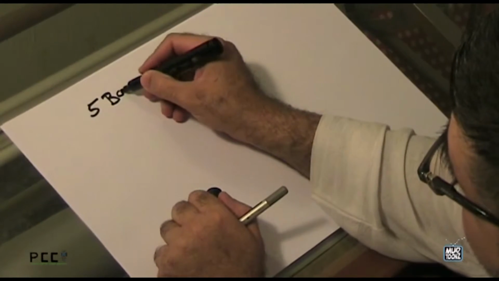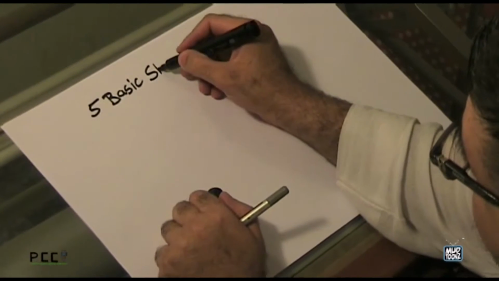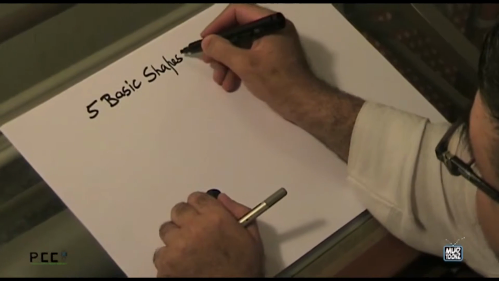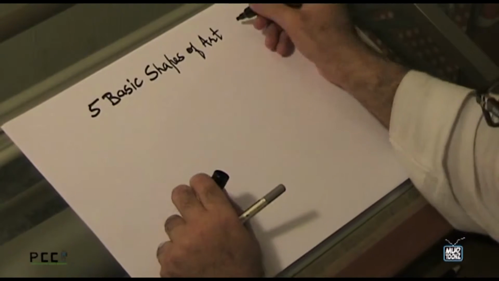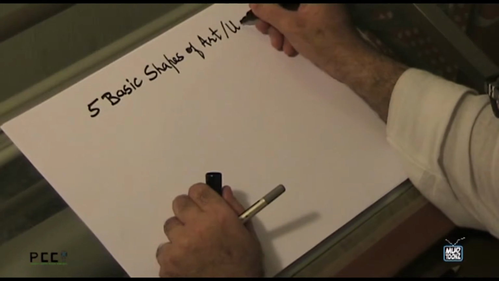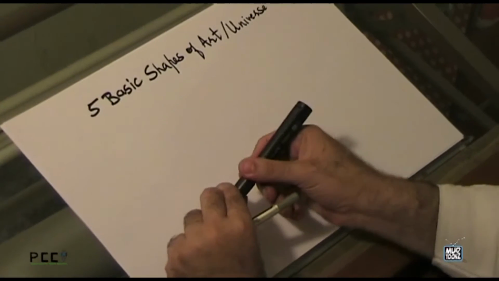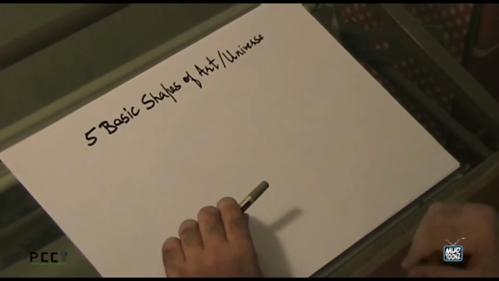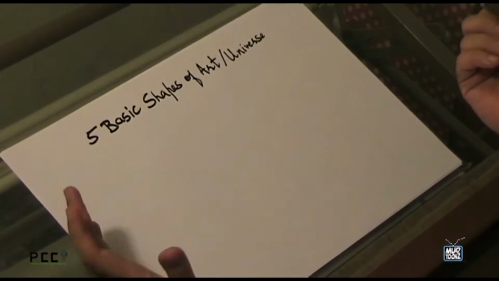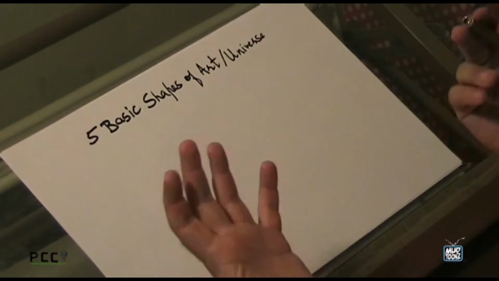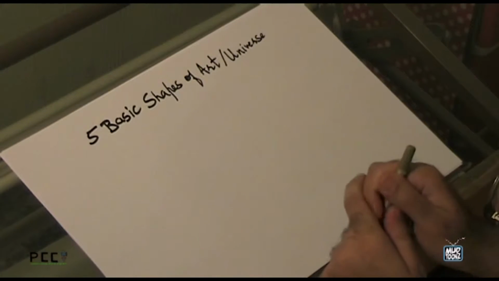Today we will be talking about the 5 basic shapes of art. Normally it's also called the 5 basic shapes of the universe because these are the 5 basic shapes that exist in the entire universe. All the universe bodies or things that we can see physically are made up of these 5 basic shapes.